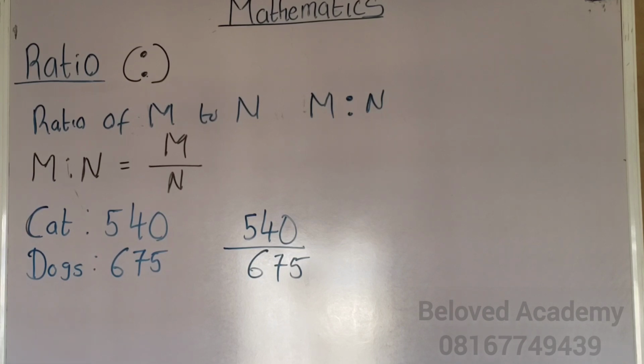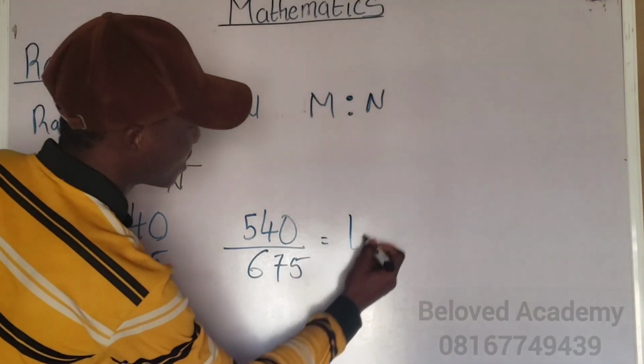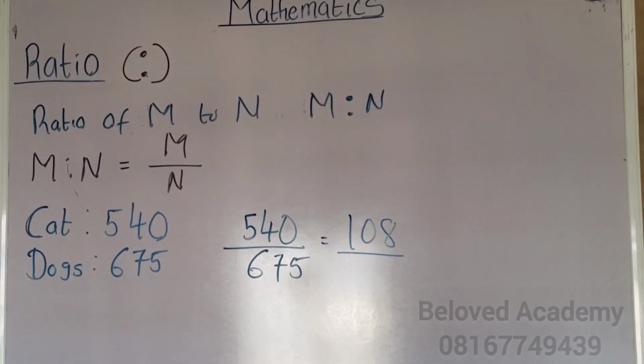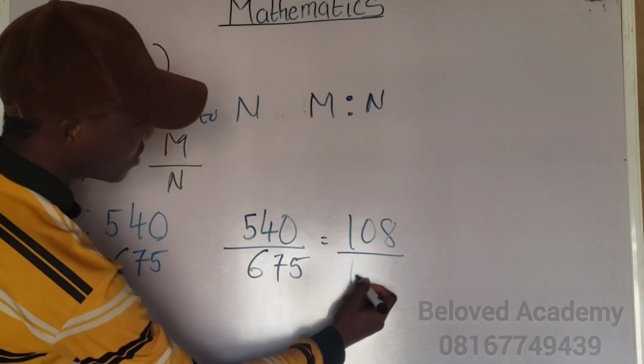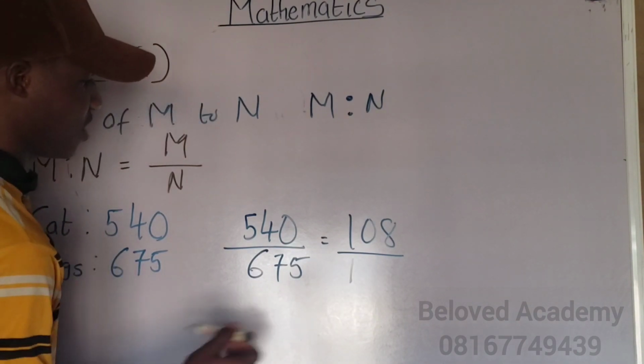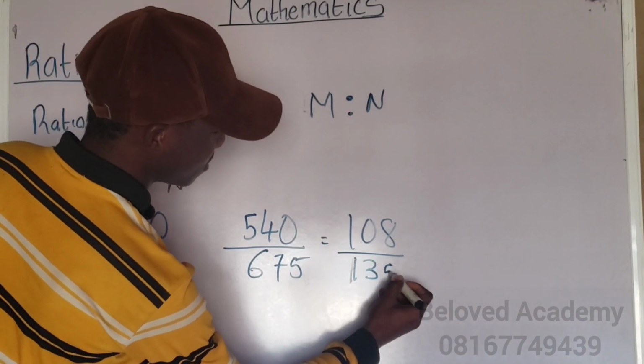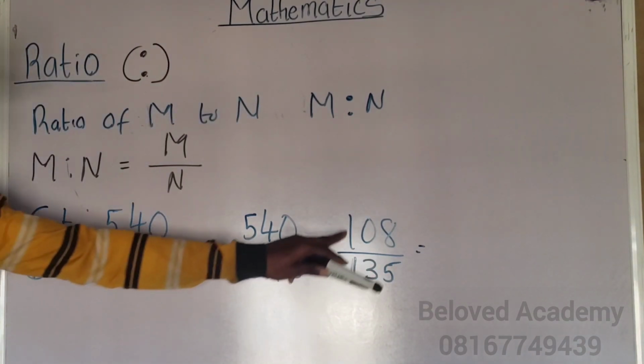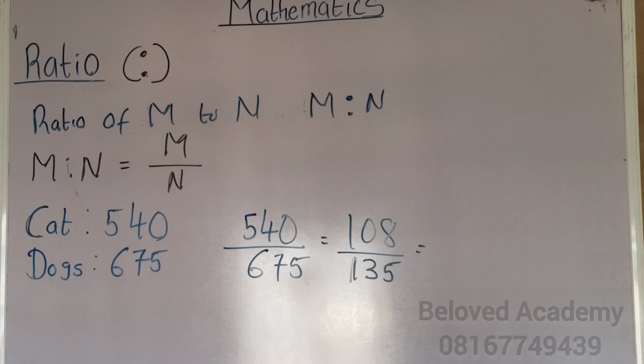Divide 540 by 5. We are going to get 108. So for this, I'm going to have 108 all over. Divide 675 by 5. We are going to get 135. Okay, this fraction can still be reduced. What can we use to divide both the numerator and the denominator? Divide both by 9. We are going to have 12 over 15.